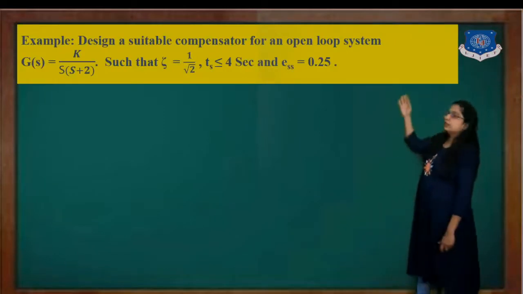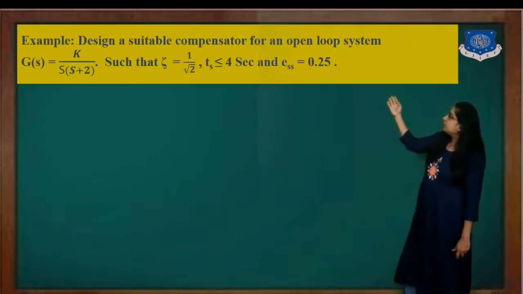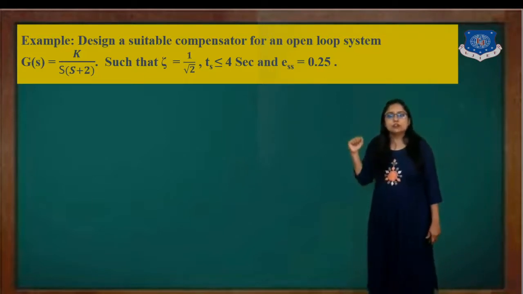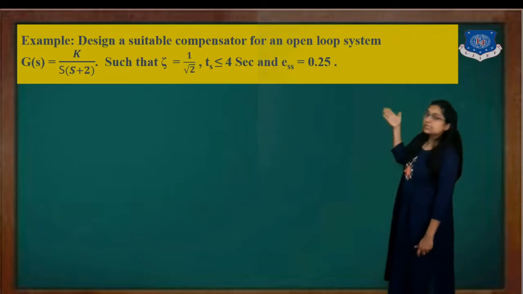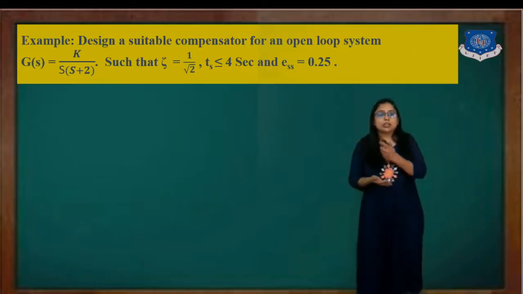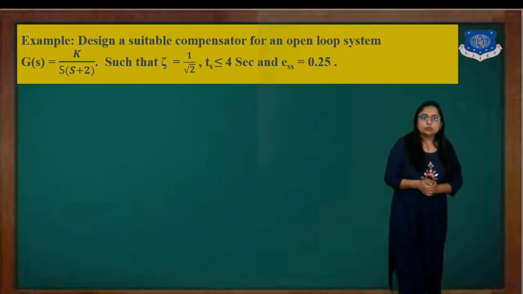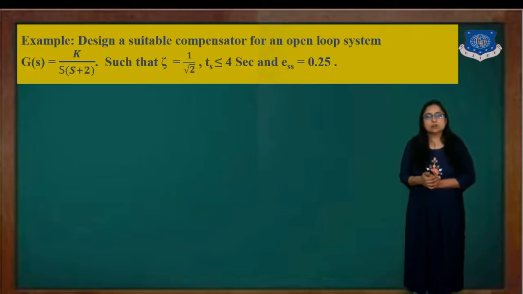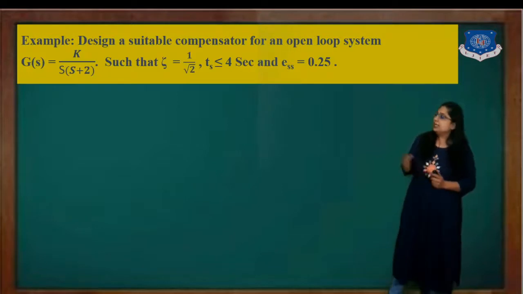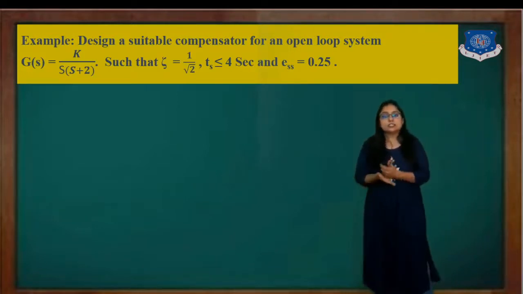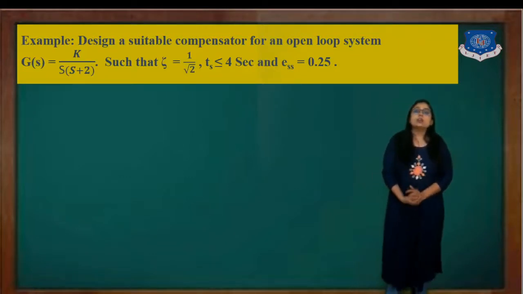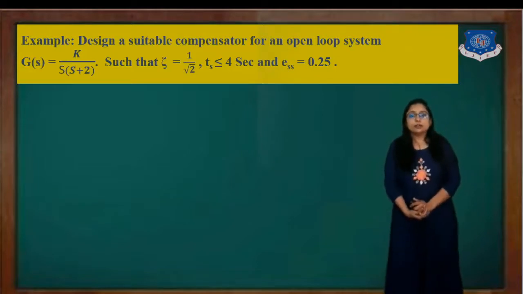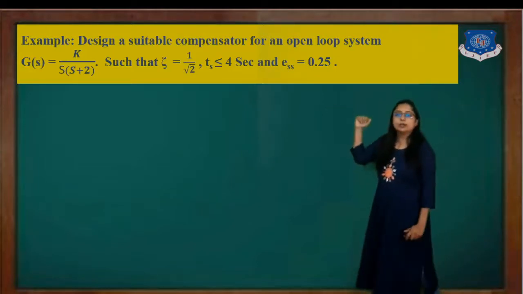See, what is the example? Here we want to design a compensator for an open loop system G(s) = K/(s+2), such that the damping ratio zeta is given as 1/root 2, the settling time Ts is less than or equal to 4 seconds, and the steady state error ess equals 0.25. So here we want to design a compensator to meet these requirements.